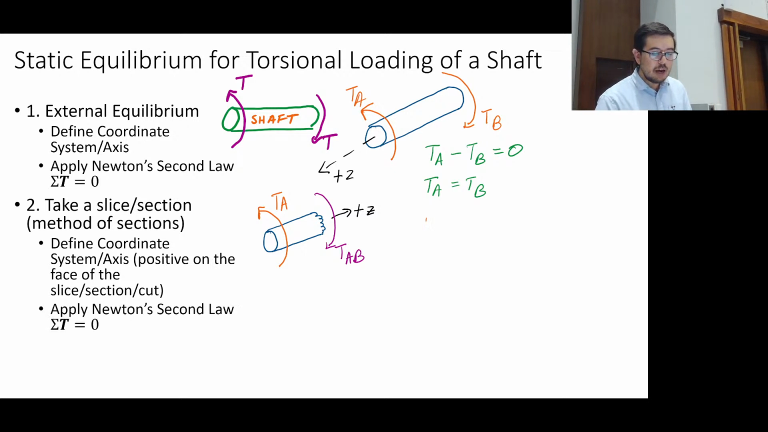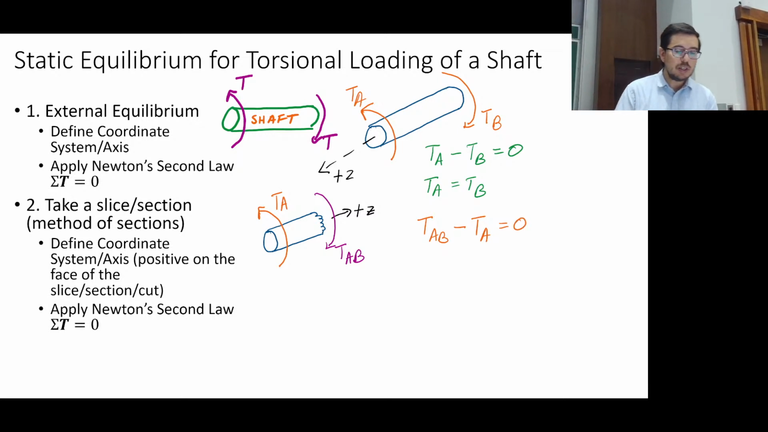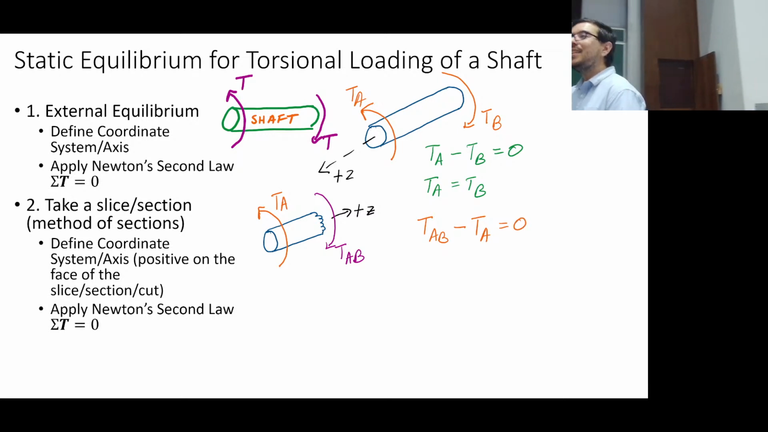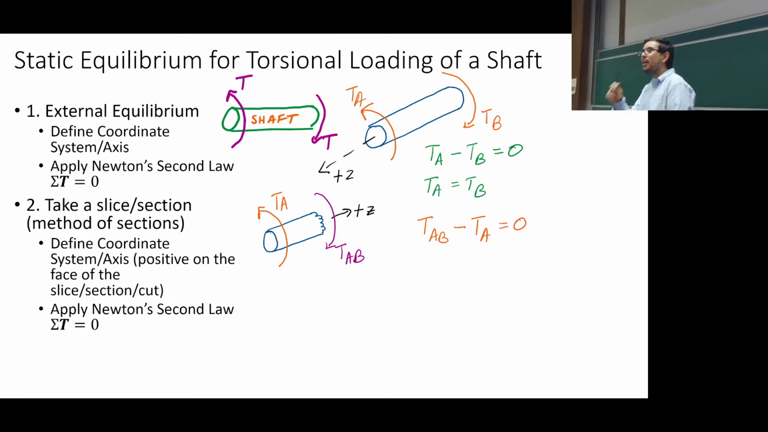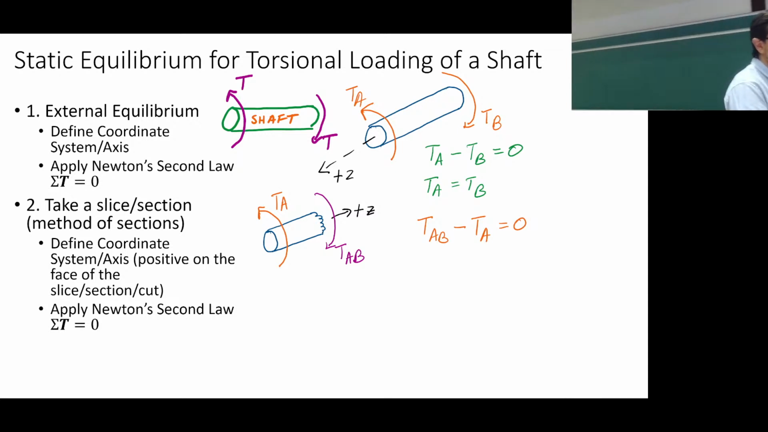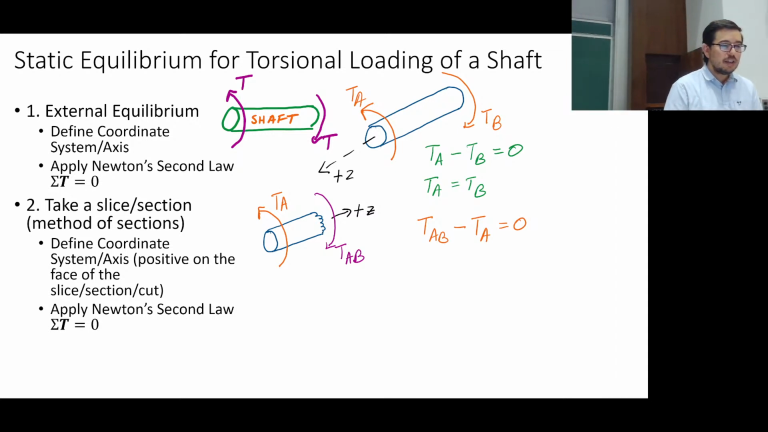All right, now we apply Newton's second law, and we see that TAB minus TA is equal to 0. Now you see, this is exactly what we did on the previous slides, but because it involves a shaft and because it involves torques, it just seems like it's a little harder to grasp. But it's still pretty straightforward.